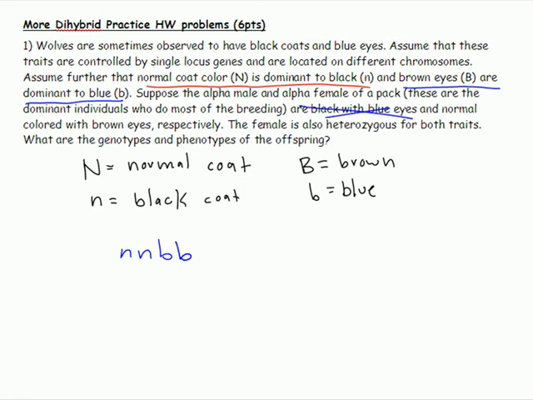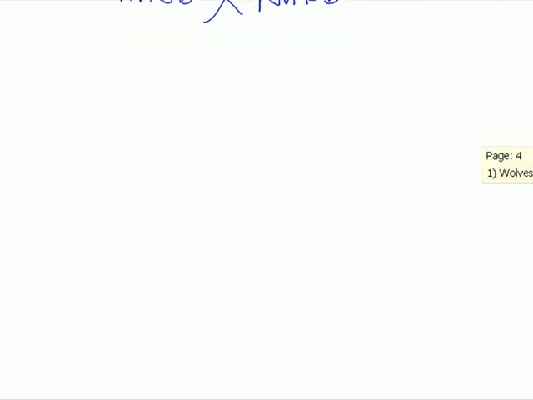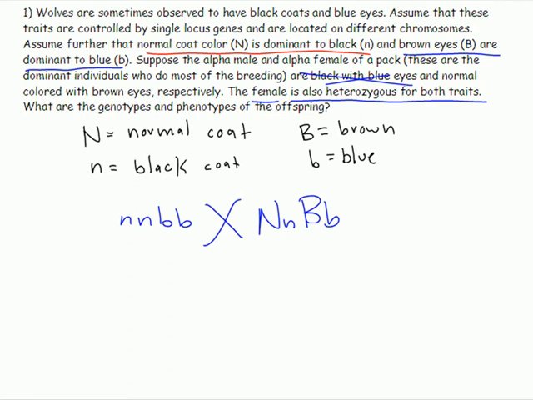And now the normal colored coat, which is going to be, we don't know. We know that's going to be either two big N's or a big N and a little n. We're not sure about that yet. And then brown eyes, which could be two big B's or a little b and a big B. But luckily, they told us the female, which is the second case, is also heterozygous for both traits, which means she must be this situation. Does that make sense, everybody? Okay, let me erase that.